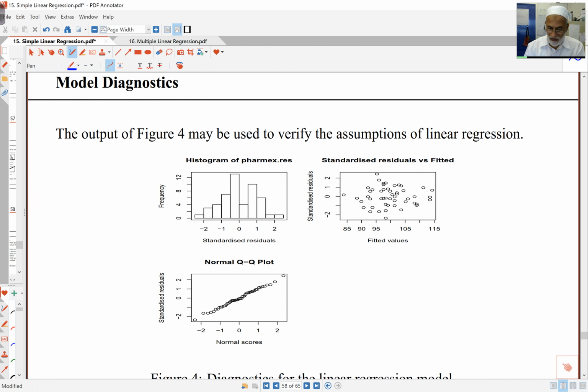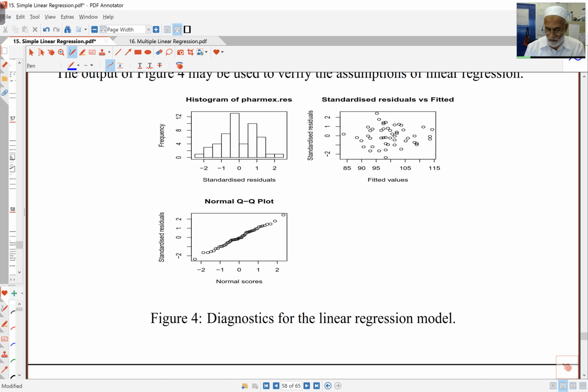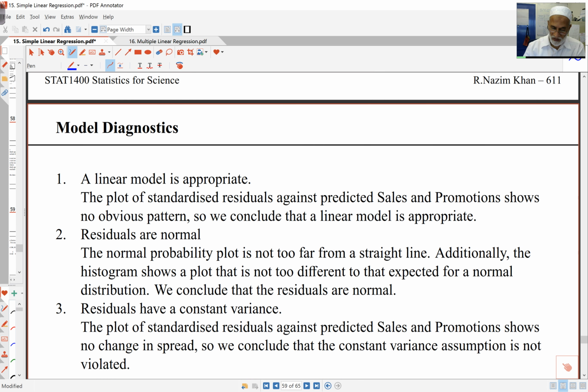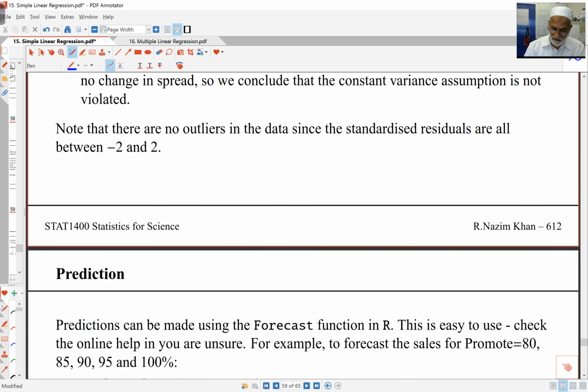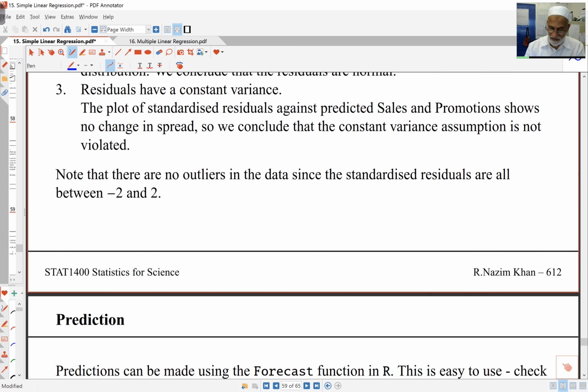Diagnostics of the model here. The histogram looks okay. There's a dip over here, but that's not serious. The normal probability plot is fairly straightforward over here. No change in spread. So all the model assumptions of equal variance, of the linear model being appropriate, and also of the normality of the residuals or errors are all satisfied in this case. And essentially I've just said that over here. Also there are no outliers in the data.